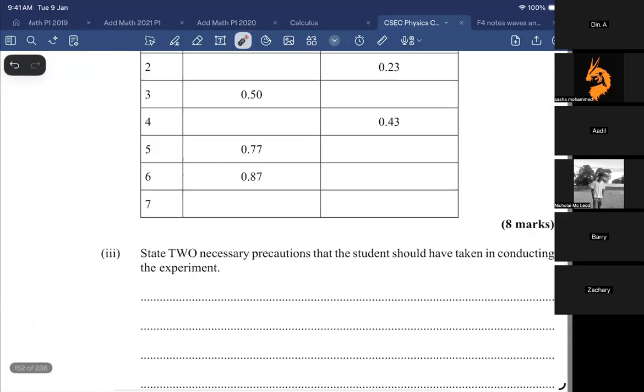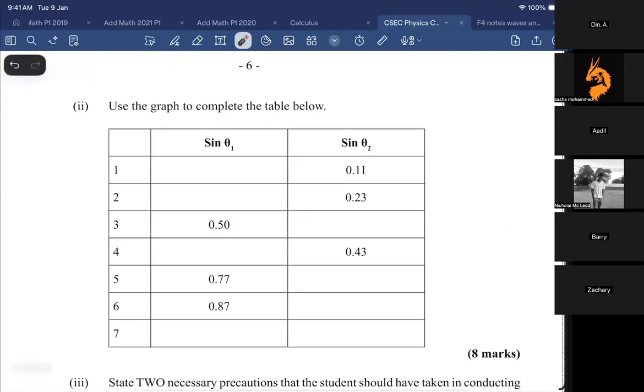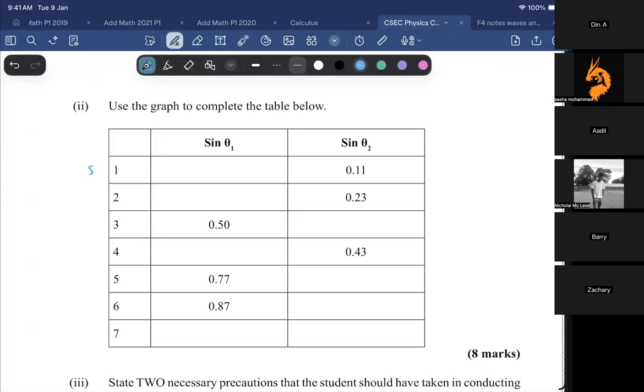Okay. All right. So I'm going to ask Sasha to help me with the first one. Drew is going to help me with the second one. Zachary is going to help me with the third one.